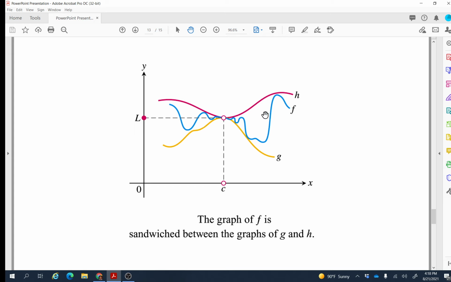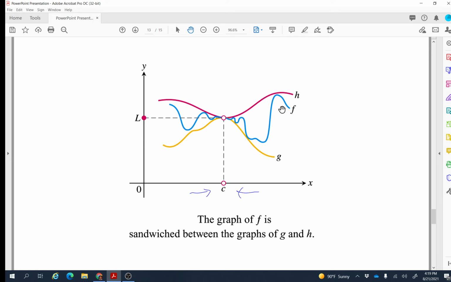Sometimes we might have this kind of situation. Look at this graph of functions h, g and f. As you can see, the graph of f is in between the graph of h and the graph of g. The graph of f is sandwiched between the graph of g and h. In this situation, when x approaches c from the left side and from the right side, for the function h and function g, the value is approaching L.